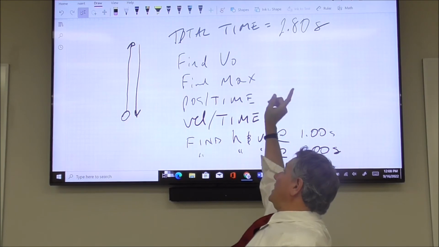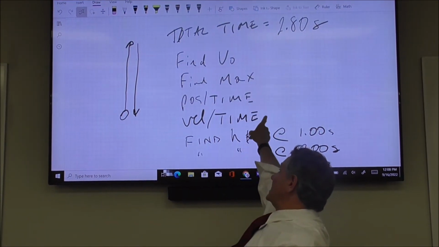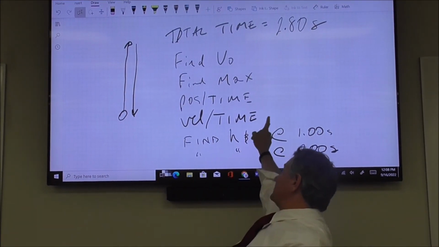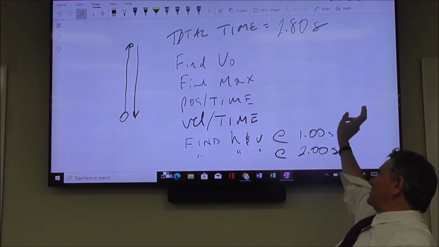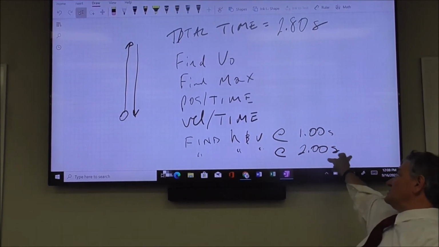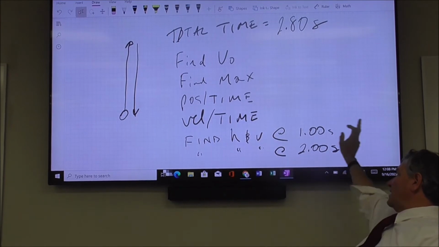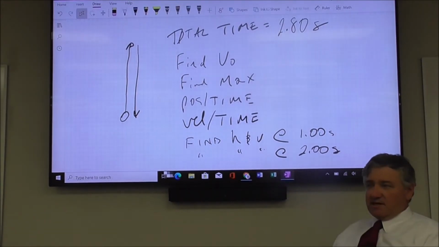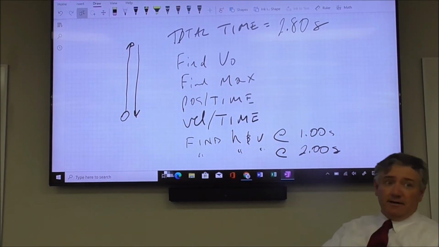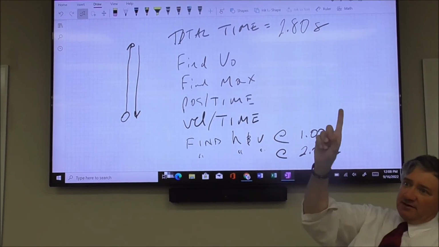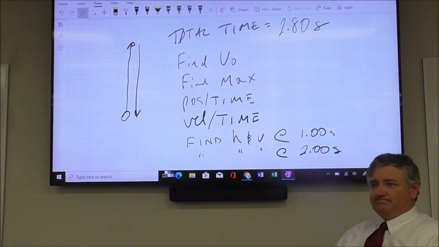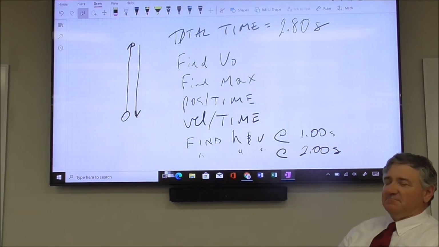From that, I want to find the initial velocity, the max height, draw a position time graph and a velocity time graph, and then find the height and velocity at 1 second, and the height and velocity at 2 seconds. I know all of that, and I only have one number. So Eli, where can I start?